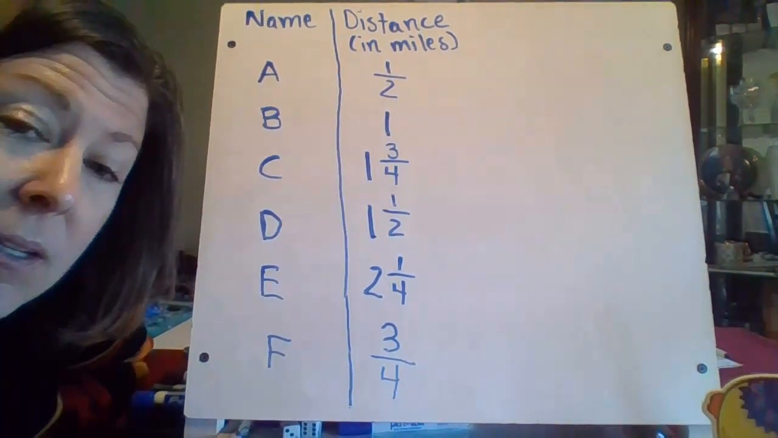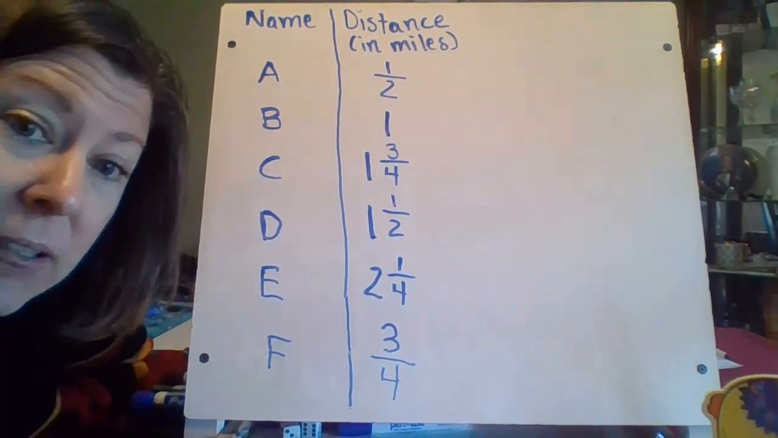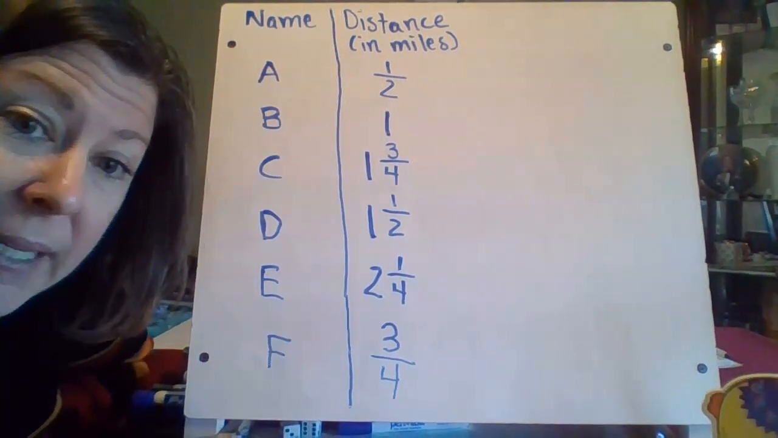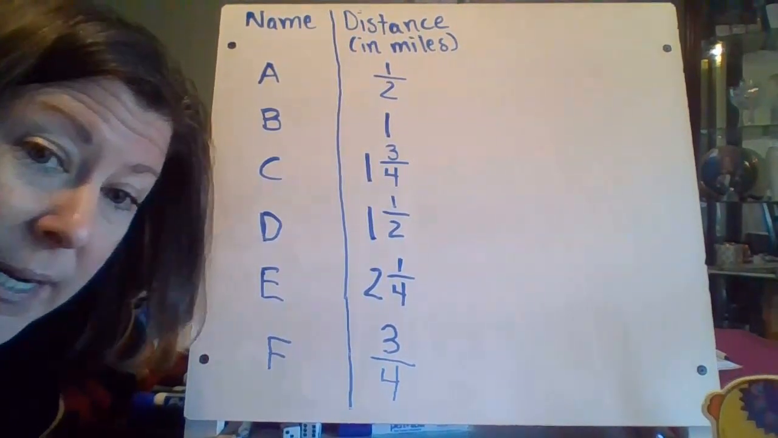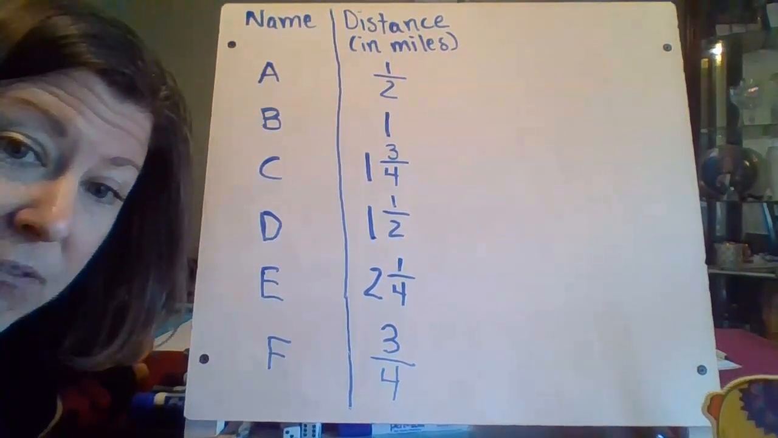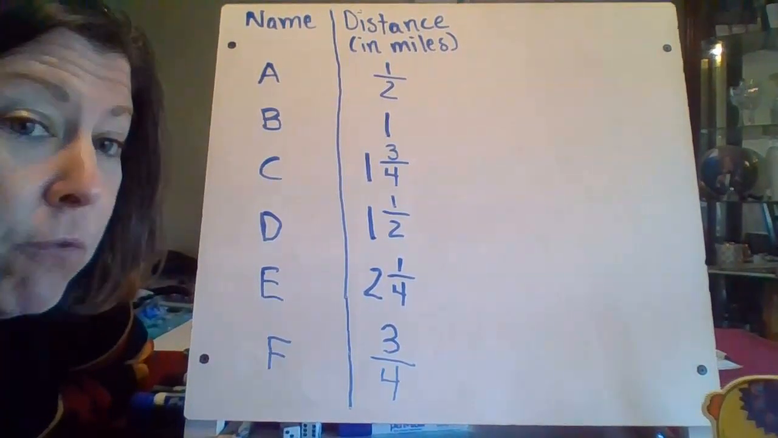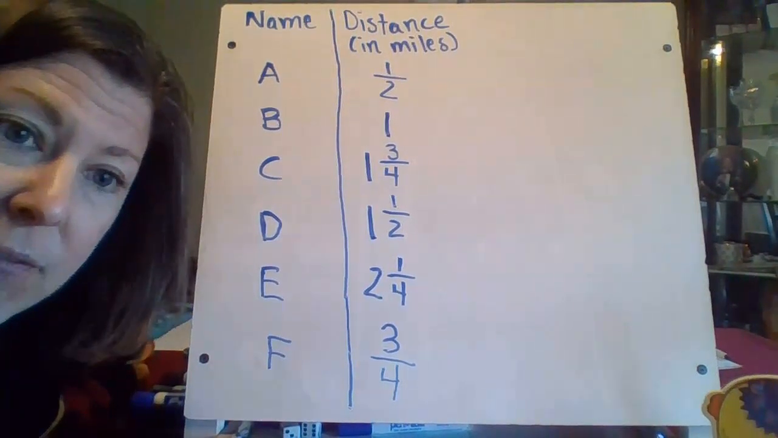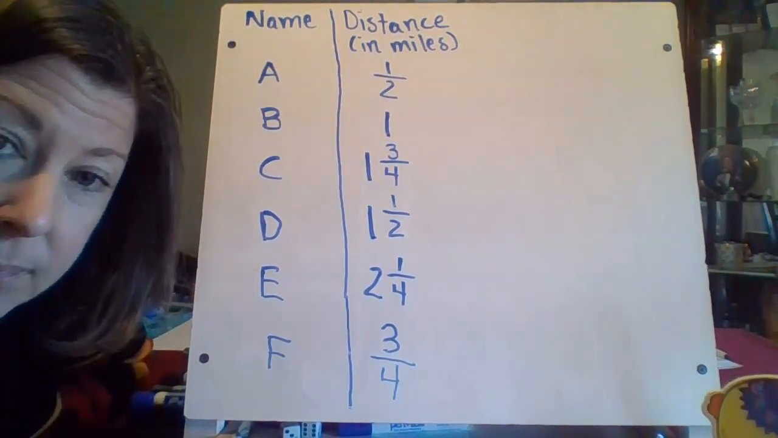Person A ran a half mile, person B 1 mile, person C 1 3/4 miles, person D 1.5 miles, person E 2 1/4 miles, and person F 3/4 of a mile.